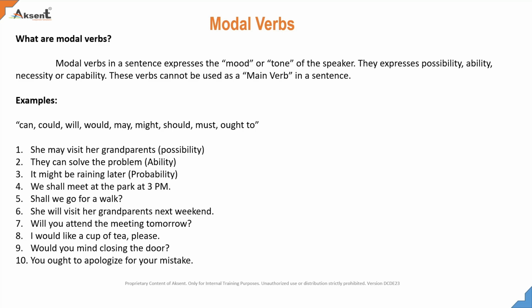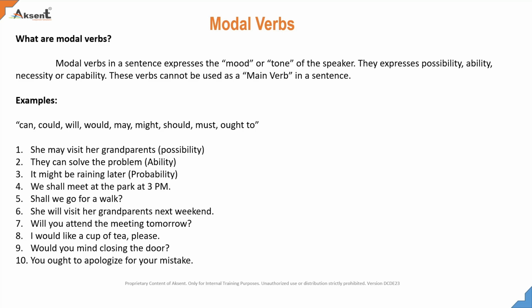As I mentioned earlier, if we want to find out whether something is said politely or rudely, that tone can be found through modal verbs. We use them from different perspectives: some modal verbs to express possibility, to express the chances, some to convey ability, some to state necessity, and capability. So these are the different uses of modal verbs.